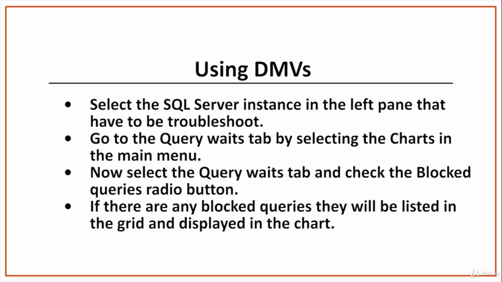Go to the Query Weights tab by selecting the charts in the main menu. Now select the Query Weights tab and check the Blocked Queries radio button. If there are any blocked queries, they will be listed in the grid and displayed in the chart.